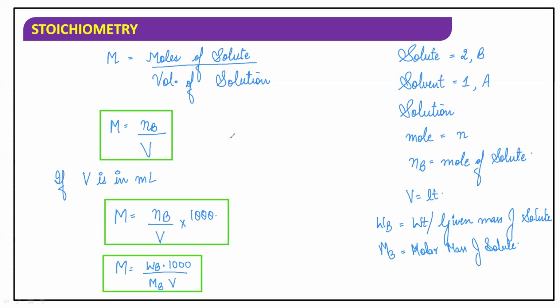Okay. Now coming to the units. The moles of solute, the unit is mole. Volume of solution, the unit is liter. So the unit for molarity is mole liter inverse, or you can write it as mole per liter, or you can write it as molar. All are same.